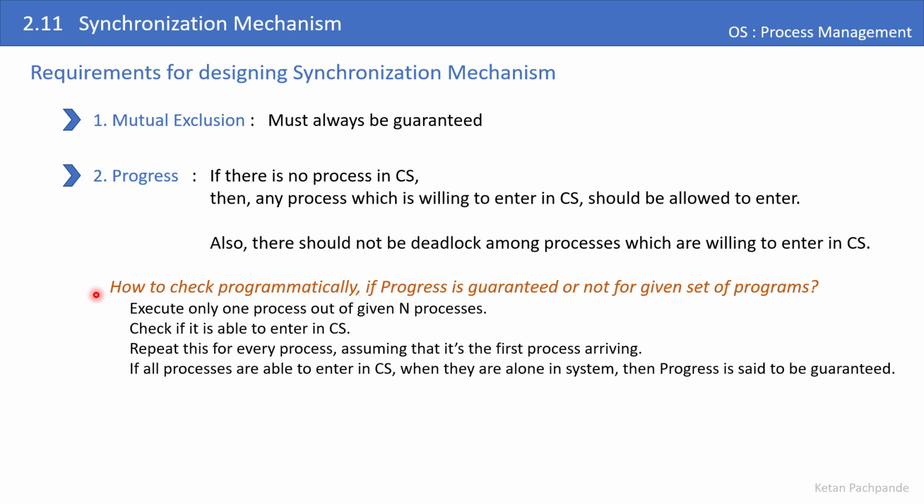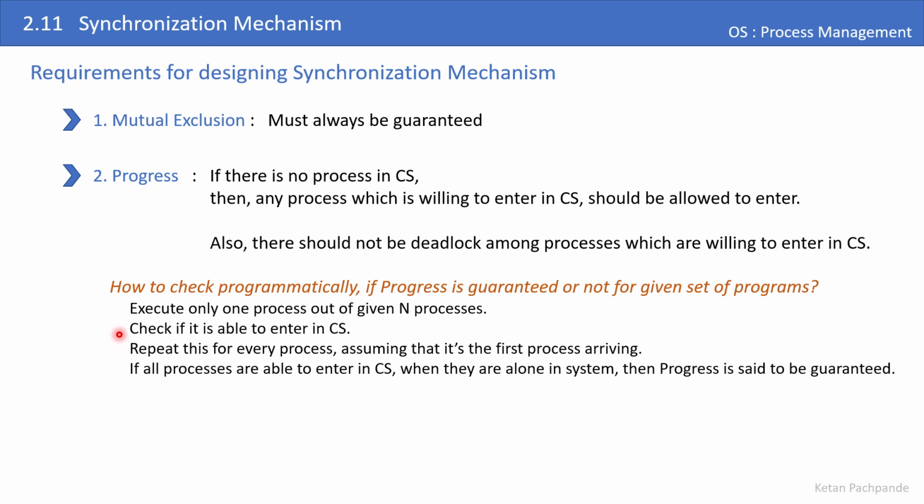So how to check programmatically if progress is guaranteed or not for the given set of programs. Let's say you are given two programs, process 1's program and process 2's program, and you are asked the question: if these two processes run concurrently, do they guarantee progress or not? So the steps you have to follow is, first consider that only one process out of these given n processes, here I have taken two processes, arrives. Check for that first process if it is able to enter in CS. Remember that don't start the process P2 as of now. Just start the first process P1, and let it go ahead, and it should get the answer from the entry section that yes, you are the first one, go ahead in the critical section.